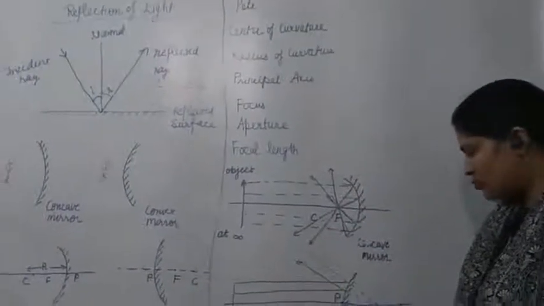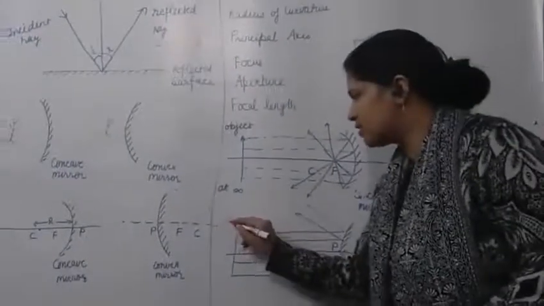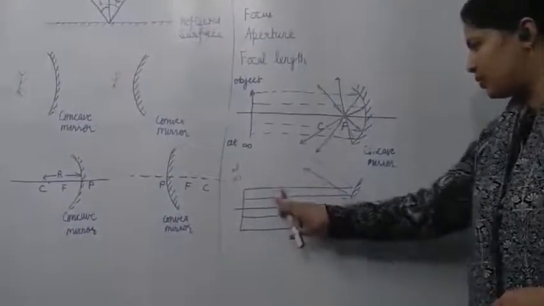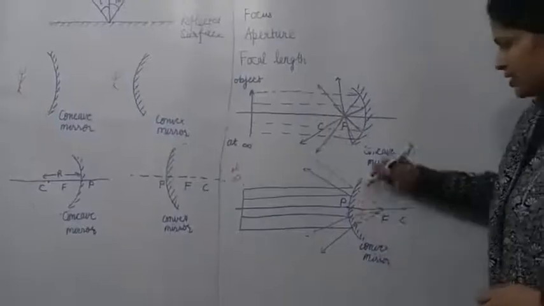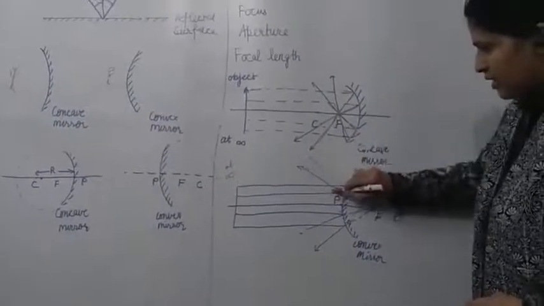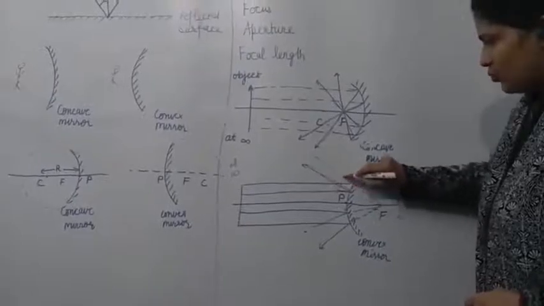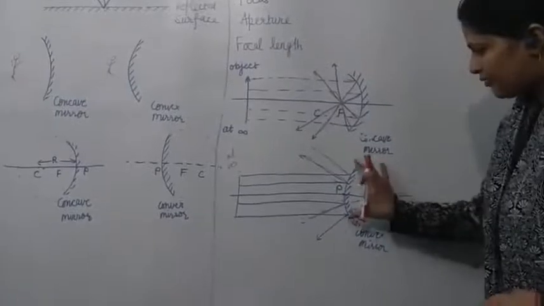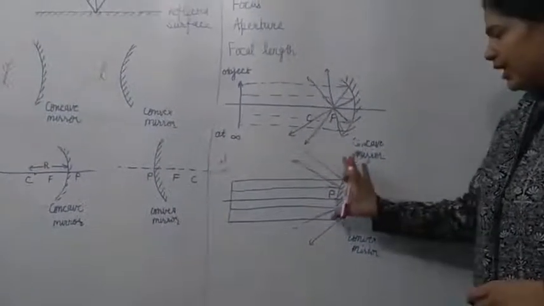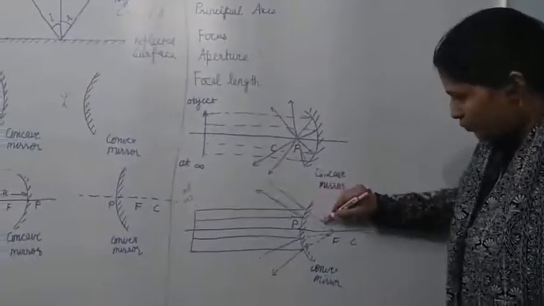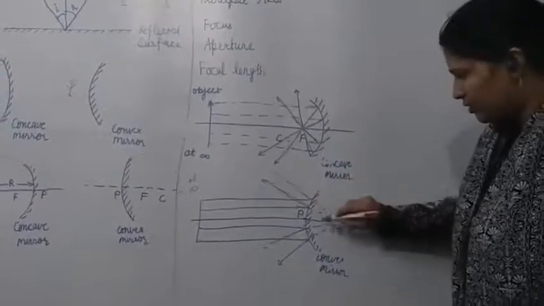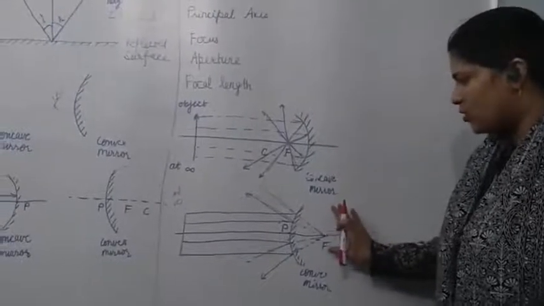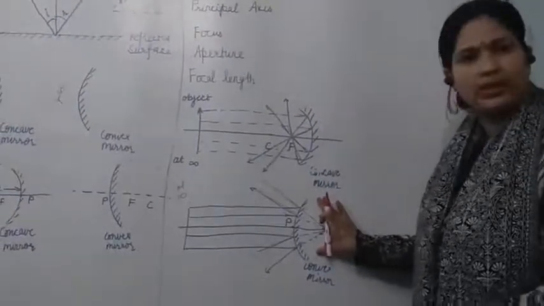Similarly, in case of a convex mirror, when the object is placed at infinity, all the rays will be parallel to the principal axis and get reflected like this. This ray moves along this, this ray moves along this. Since it is a mirror, they are reflecting from this point, but they appear to come from a certain point that is behind the mirror. This point is named the focal point. This is the focus of this convex mirror here.